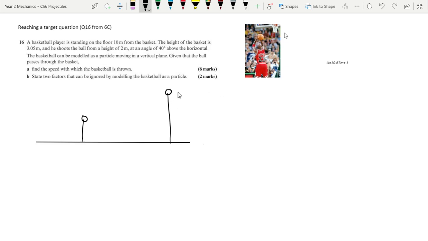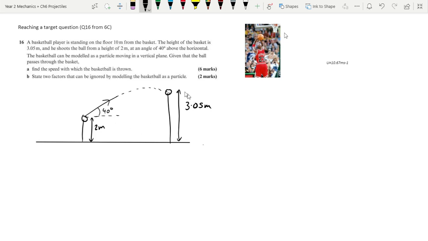And it says the height of the basket is 3.05 meters, and the height of the person that they shoot the ball from is 2 meters. And it says given that the ball passes through the basket, okay, so we are shooting at an angle of 40 degrees, and it follows this trajectory and goes in the basket.